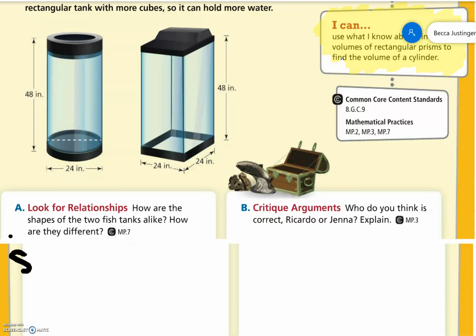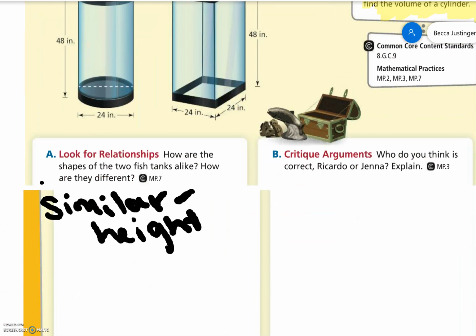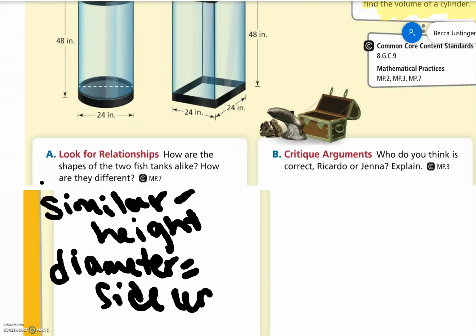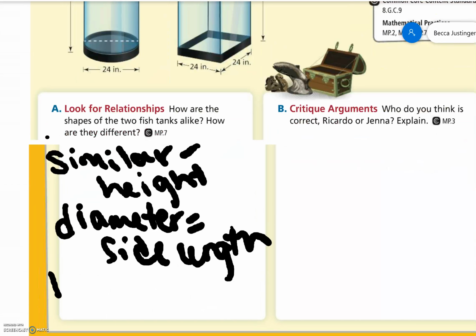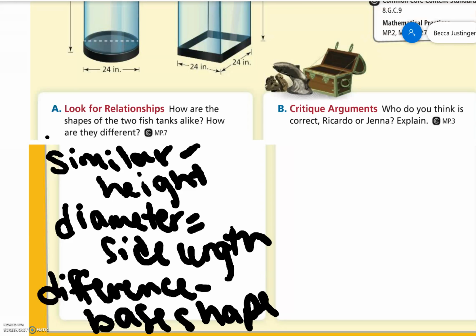Okay, similarities is their height, and in the cylinder, the diameter is equal to the side length of the prism. What are their differences? Is the base shape. Cylinder has a circle and the prism has a square.